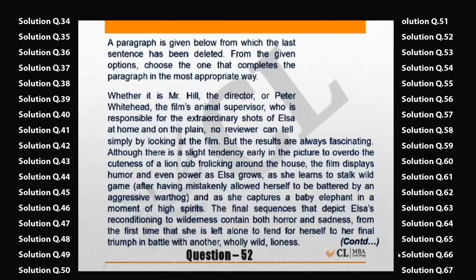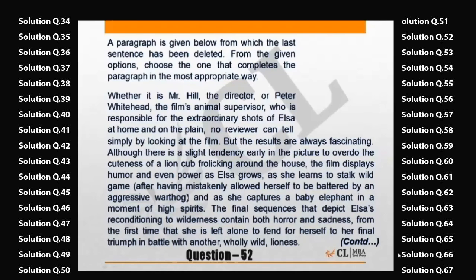Why are the other options not considered? Option B is a generic abstract statement that does not connect to the paragraph in question. It says, "For us, it's a poignant but happy reminder of the beauty and mystery of the bond between wild animals." It has no relation to the paragraph.